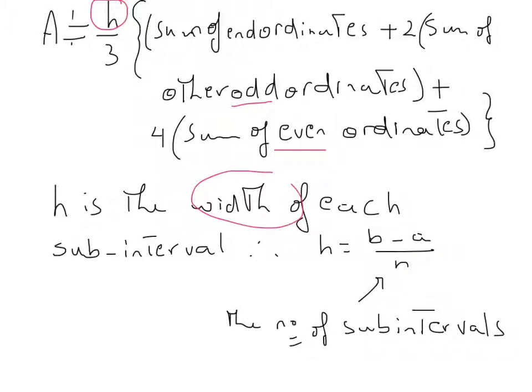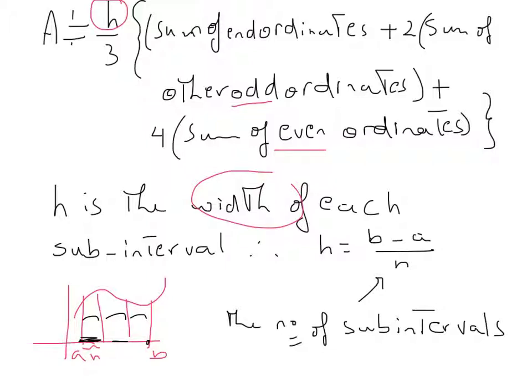If you are given a curve like that, this is your A, this is your B, and h represents this part. This is your h. It's the width of each subinterval in this case. So if I wanted to find the width of each one of those, all I have to do is say B, take away A, divided by how many subintervals there are. This is a subinterval, this is a subinterval, this is a subinterval.